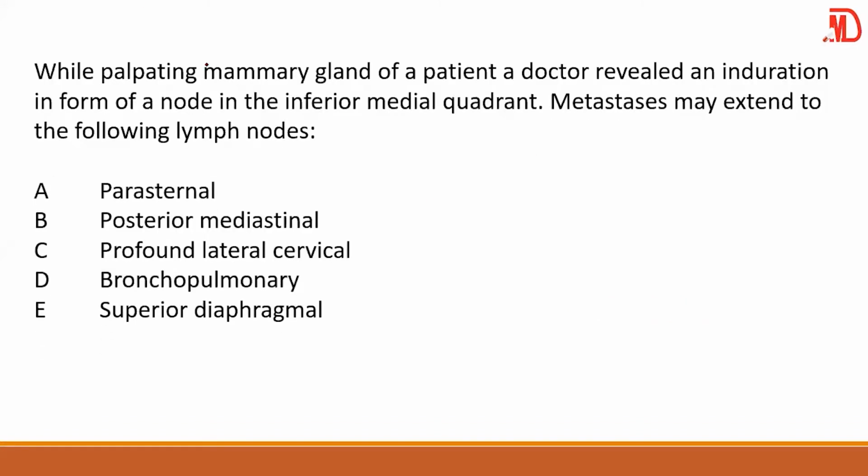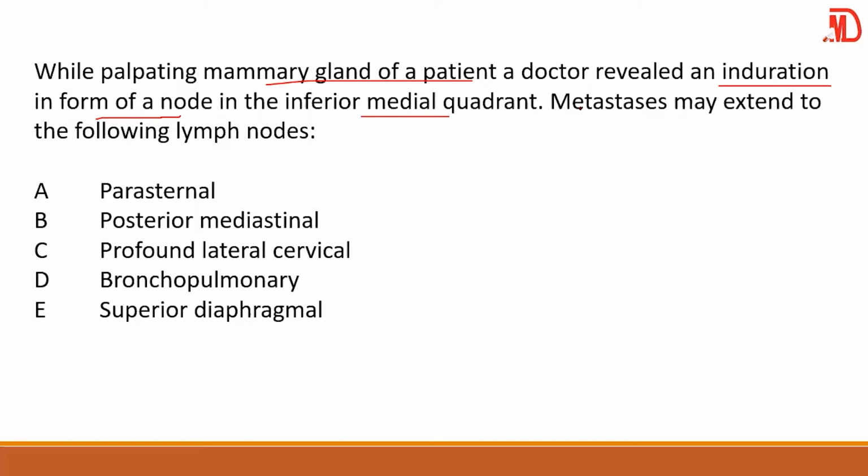While palpating the mammary gland of a patient, a doctor revealed an induration in the form of a node. So this can be a lump. This can be a benign tumor. This can be cancer too, isn't it? So there's a what? An induration in the form of a node in the inferior medial quadrant.